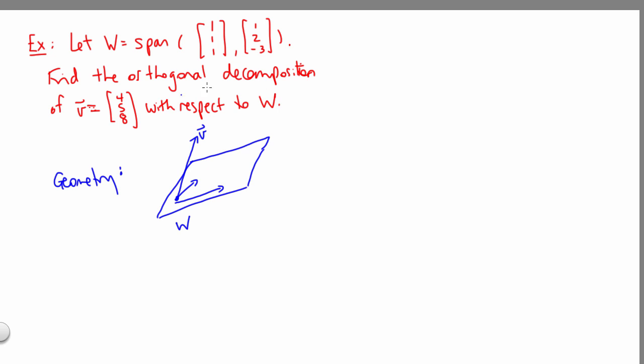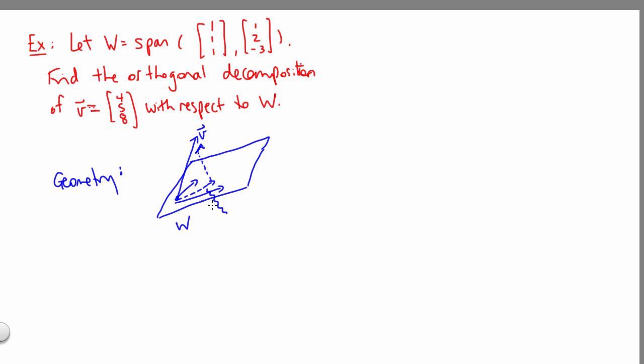To find the orthogonal decomposition of V, we're trying to write V as a sum of two vectors. We want one of those vectors to be in W, so maybe our first vector looks like this, and we want the second vector to be coming up perpendicular to W.